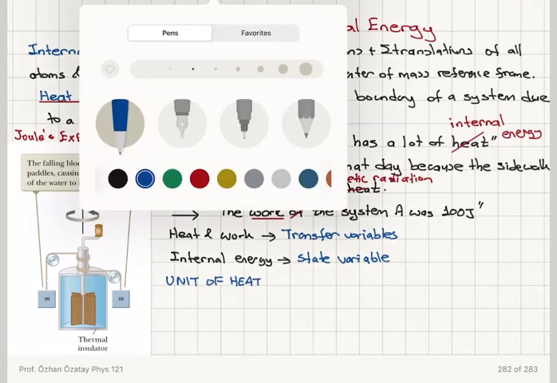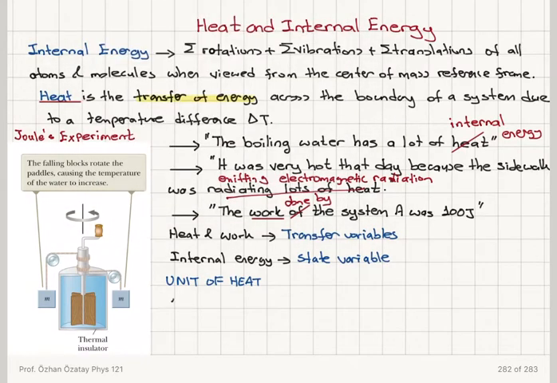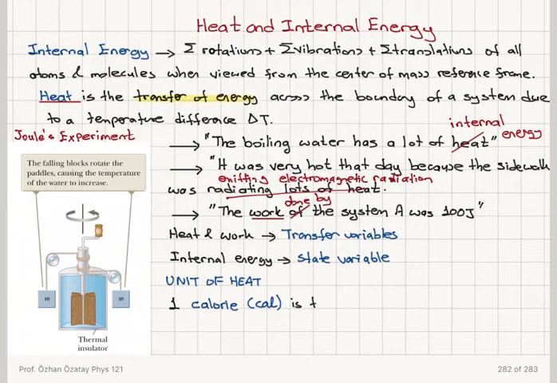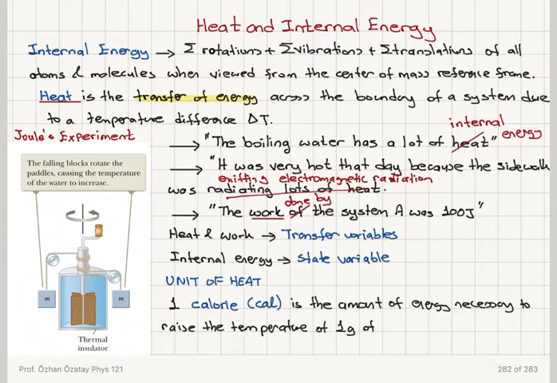Heat is measured in units of calories, and you have to pay attention to the first letter, it has to be lowercase. 1 calorie, abbreviated as cal, is the amount of energy that is necessary to raise the temperature of 1 gram of water from 14.5 to 15.5 degrees C under atmospheric pressure.